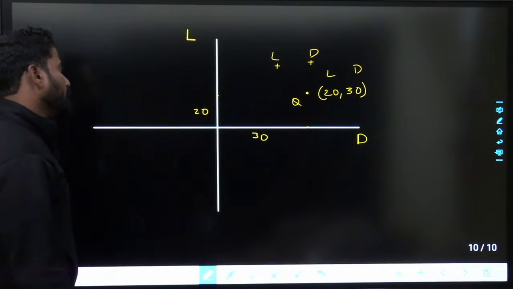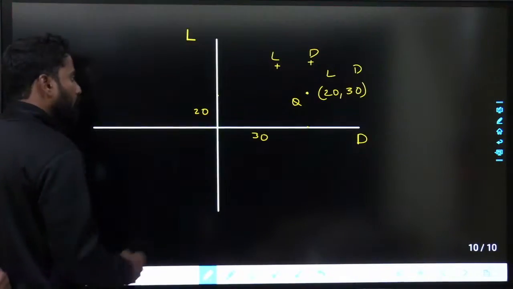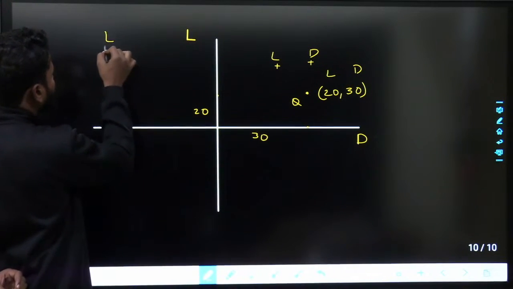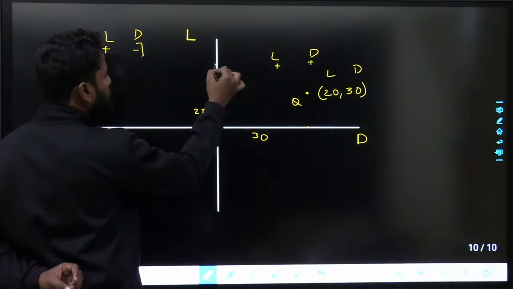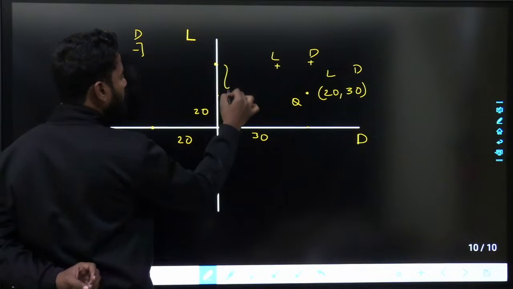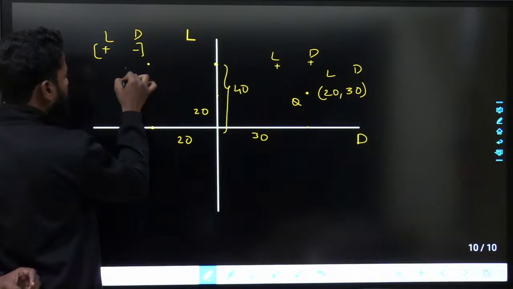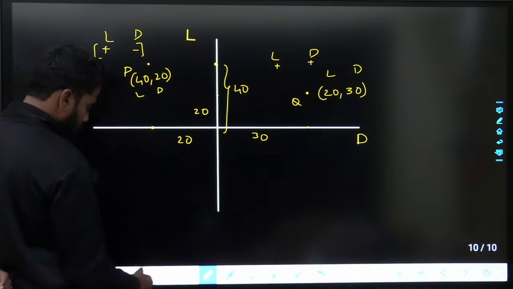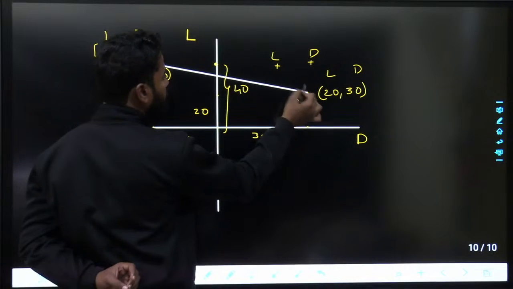Now for P, latitude is positive, departure is negative. That means it is in which quadrant? In the fourth quadrant. Latitude is plus 40, departure is minus 20. So this is 20, this one is 40. So this would be P, 40 comma 20, latitude comma departure. If this is P, this is Q, just join the line PQ.